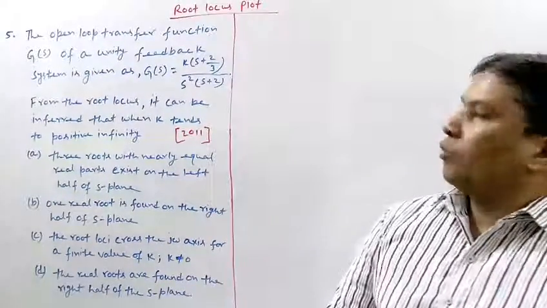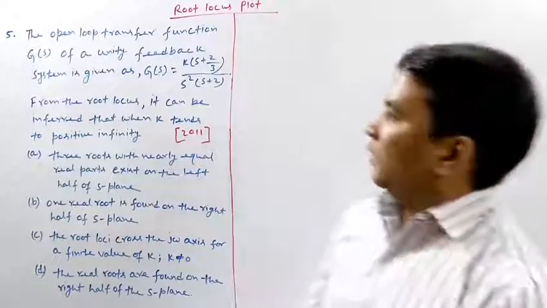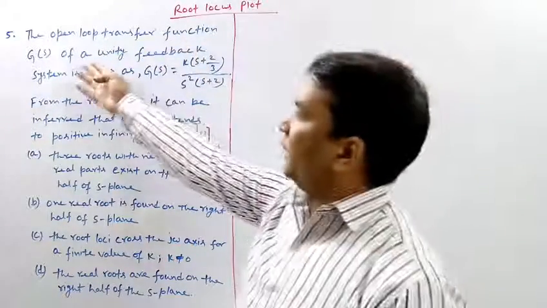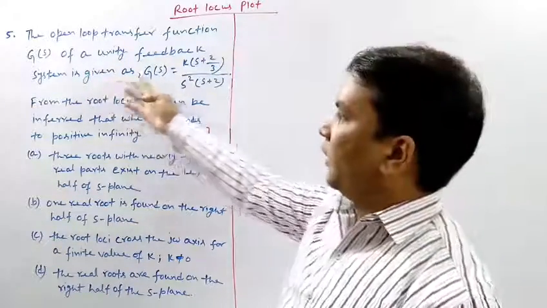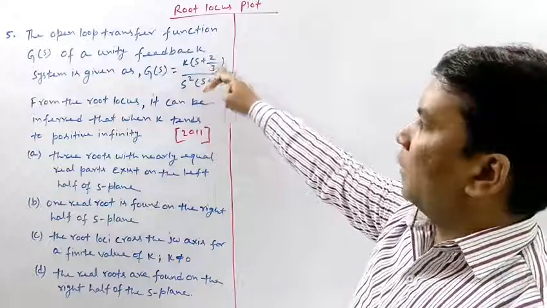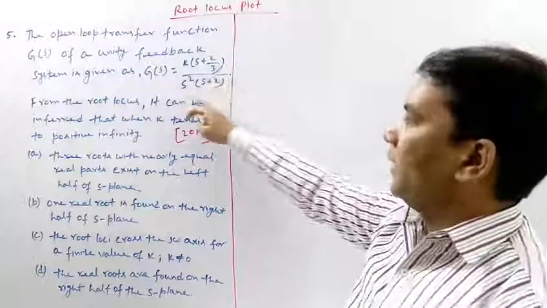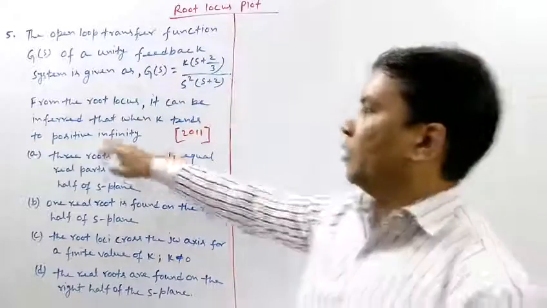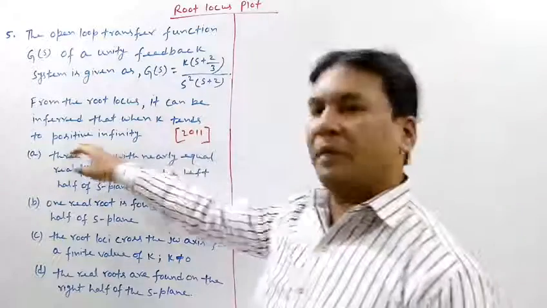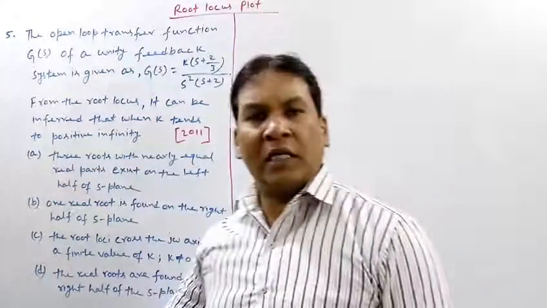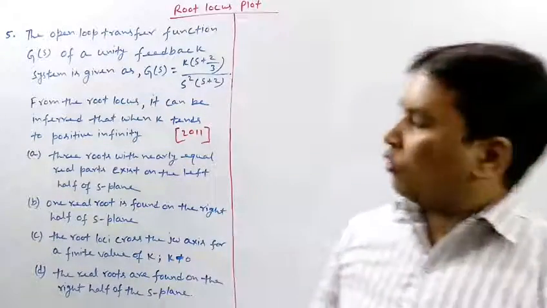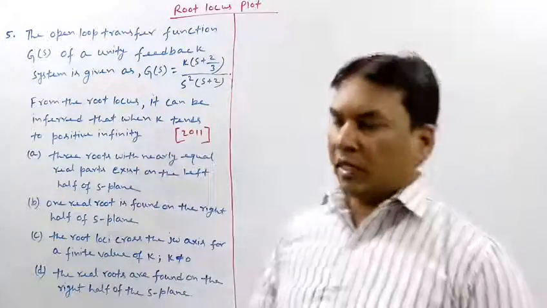Class 2 of root locus plot. Here the problem is: the open loop transfer function G(S) of a unity feedback system is given as G(S) = K(S + 2/3) / (S^2 (S + 2)). From the root locus it can be inferred that when K tends to positive infinity, there are 4 alternatives given, and this question has been asked in GATE 2011. So let us see which alternative is the correct one.